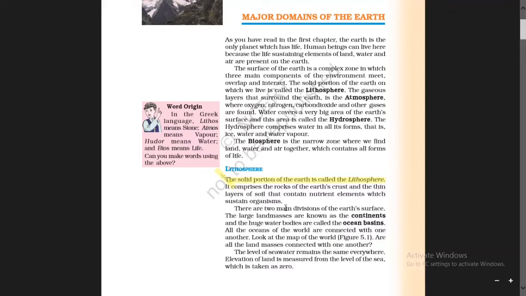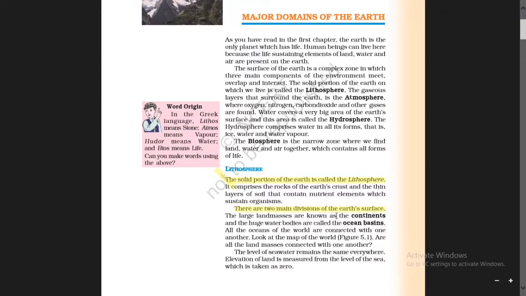Lithosphere, what does it comprise? The rocks of the earth's crust and the thin layer of soil which contain nutrient elements to sustain organisms, which make it possible for organisms to survive. There are two main divisions of the earth's surface. Come on, underline this one also. Main divisions of the earth's surface. Two, okay. You tick it. What are those? Let us see.